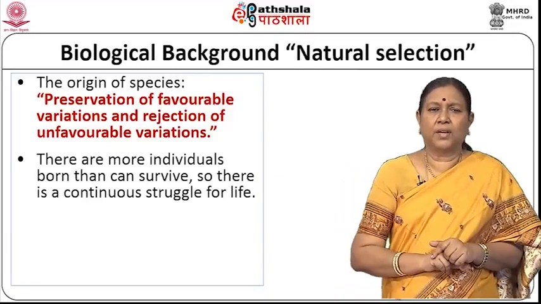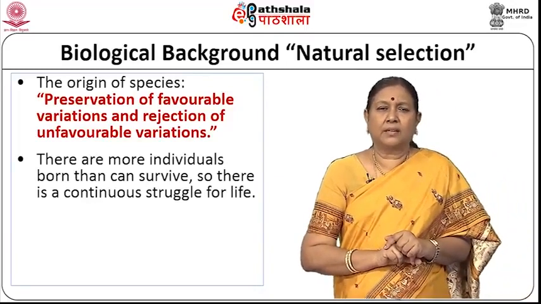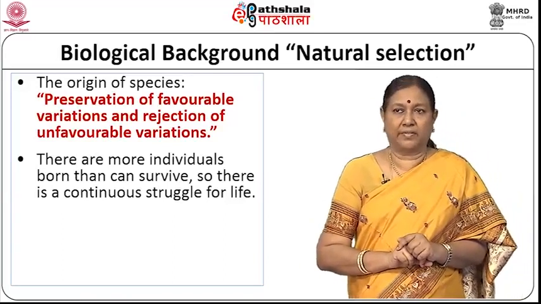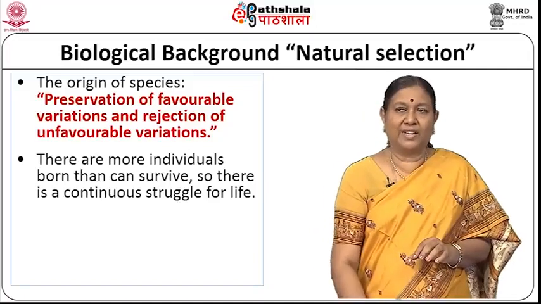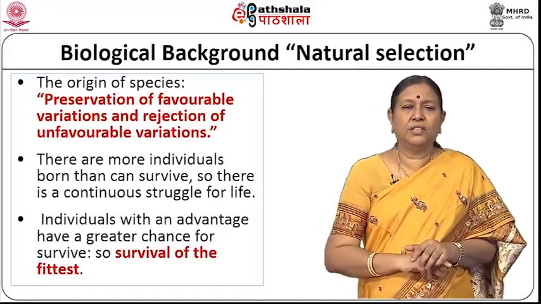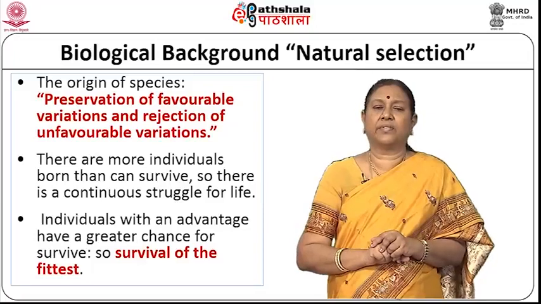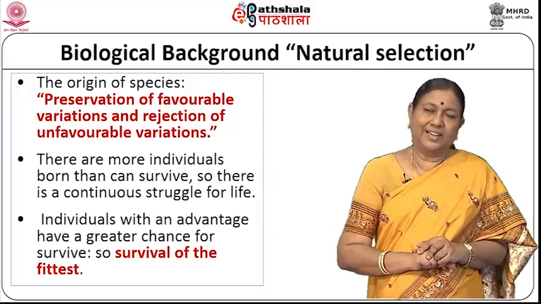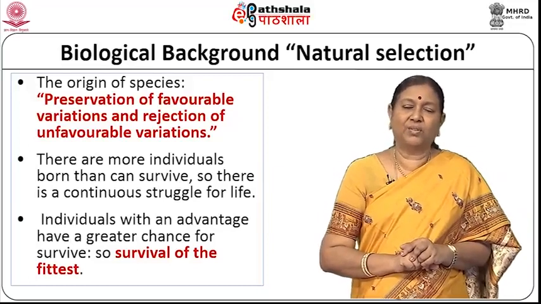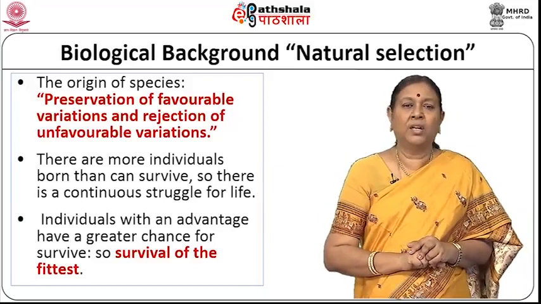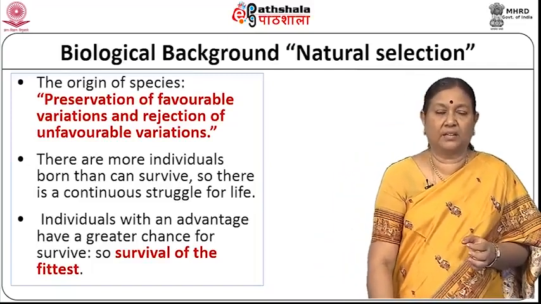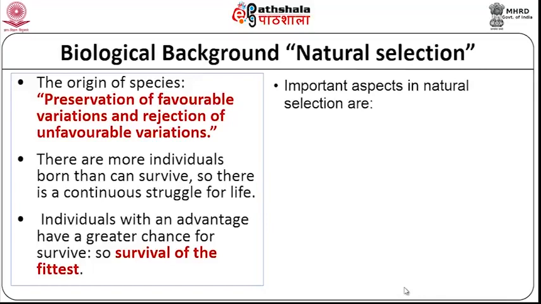There are more individuals born than can survive. So, there is a continuous struggle in life. It is not that all individuals who are born can survive; it depends on whether it is a favorable variation. Individuals with an advantage have a greater chance to survive, and it is called survival of the fittest. So, people who are very fit only will survive, the rest of them will die down. That is the survival of the fittest policy, which again we will be using as a core for genetic algorithm.